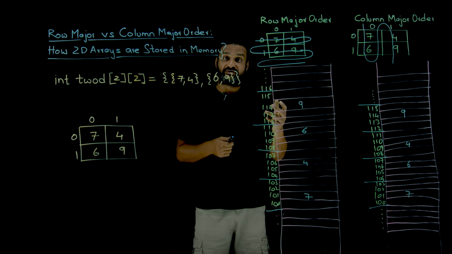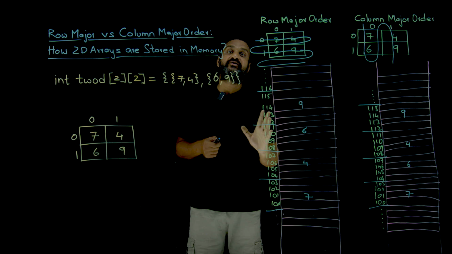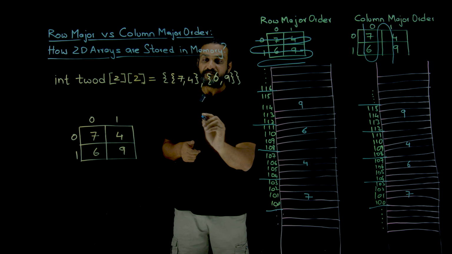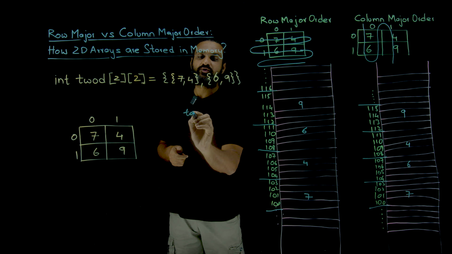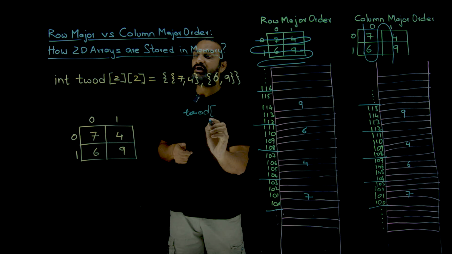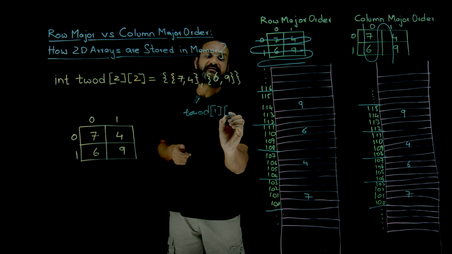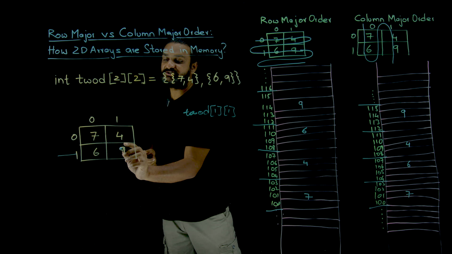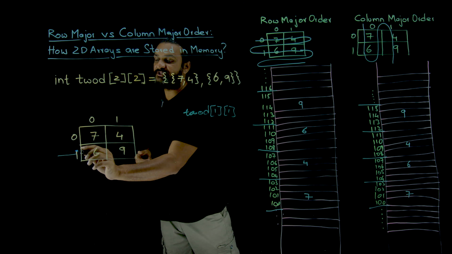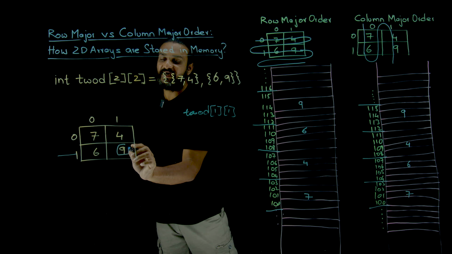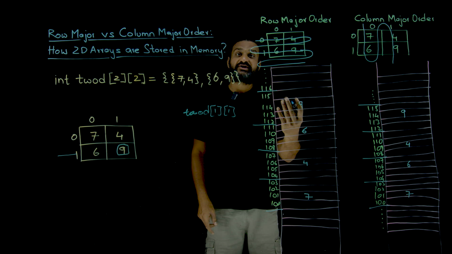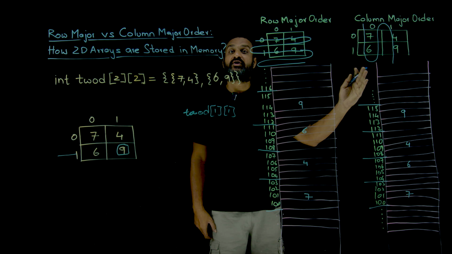In the next class, we will see how the calculations are done by the compiler to access the elements of an array. For example, if I want to access 2D of, let's assume, 1, 1, meaning the row with number 1 and the column with number 1, this is the element that we need to access. How can we access it if the compiler is using row major order or column major order?